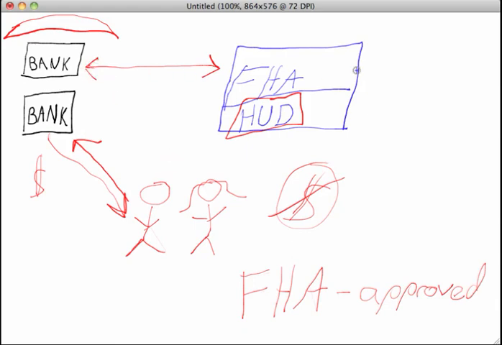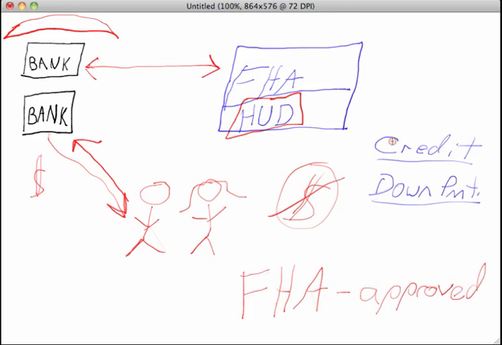What does this mean to John and Jane? It means that they're probably going to have an easier time qualifying for an FHA loan than they would a conventional mortgage. Maybe if their credit score is not perfect, they could qualify for an FHA loan. They can qualify with a smaller down payment, as small as 3.5% for an FHA loan. It's going to be hard to find that kind of down payment flexibility with a conventional mortgage loan.